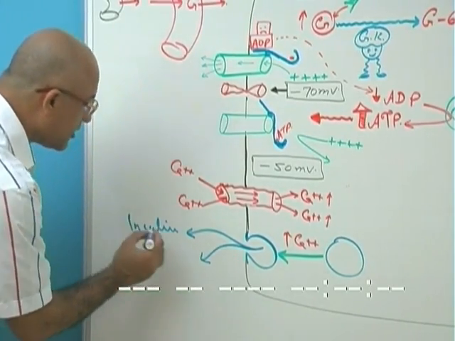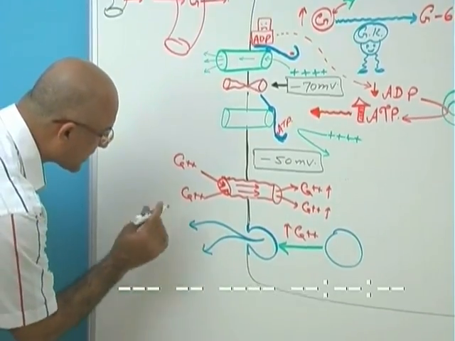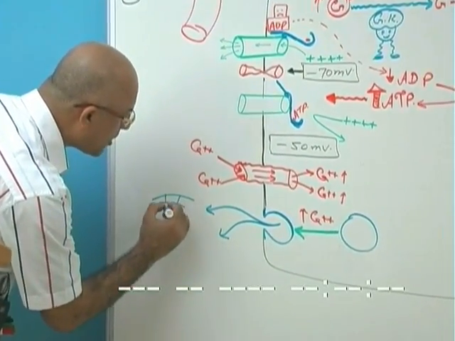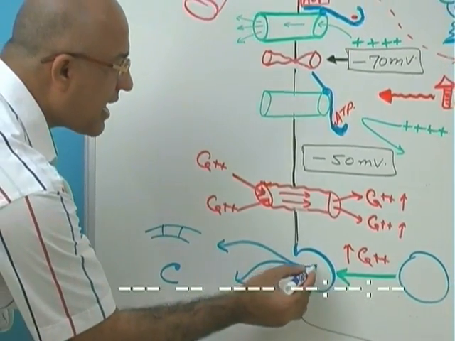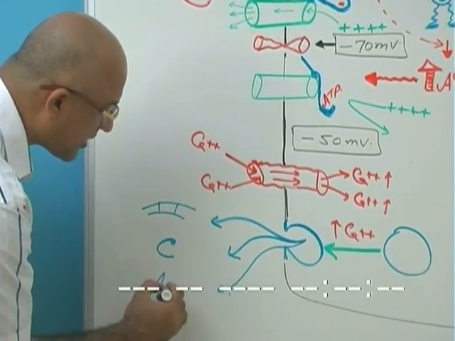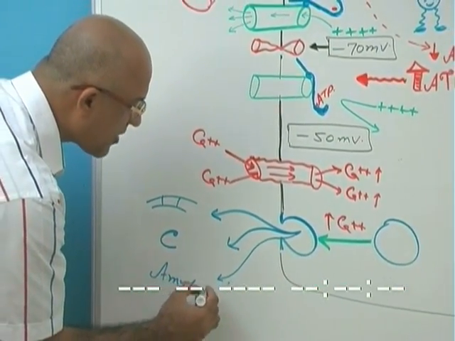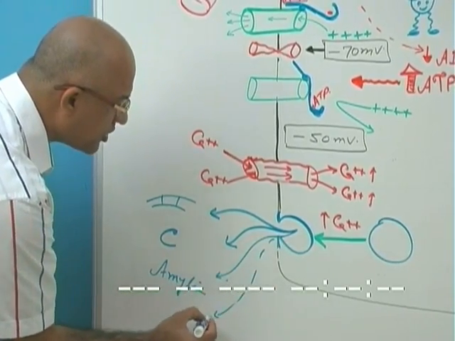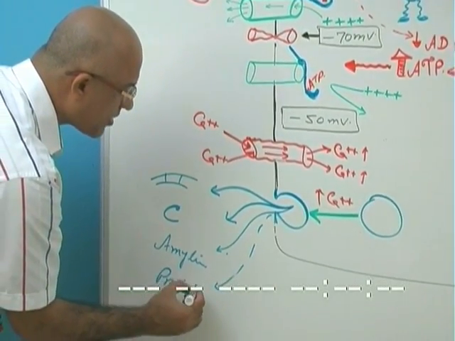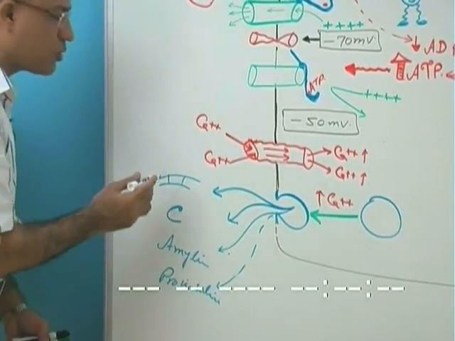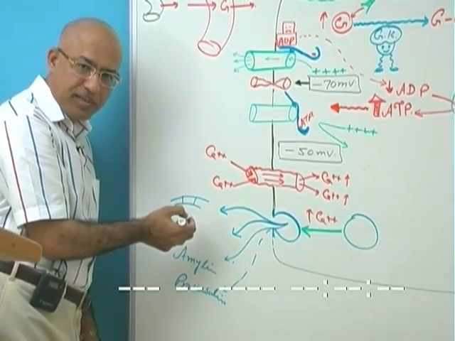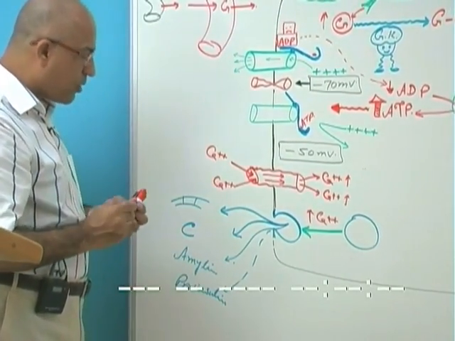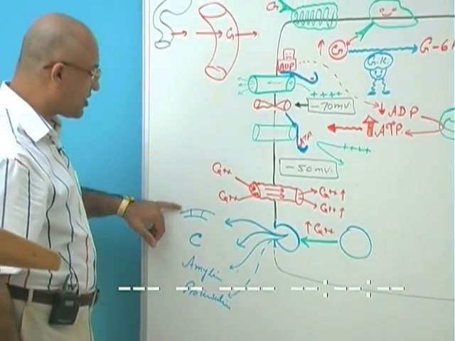C-peptide. Insulin will come out. Number two, what else will come out? C-peptide. And a very good doctor will know that another thing called amylin will come out, and a very little pro-insulin which was not yet converted into insulin and C-peptide. But at this moment, we'll just remember insulin and C-peptide.